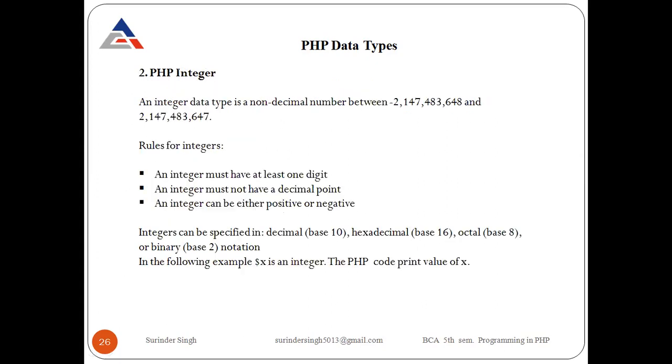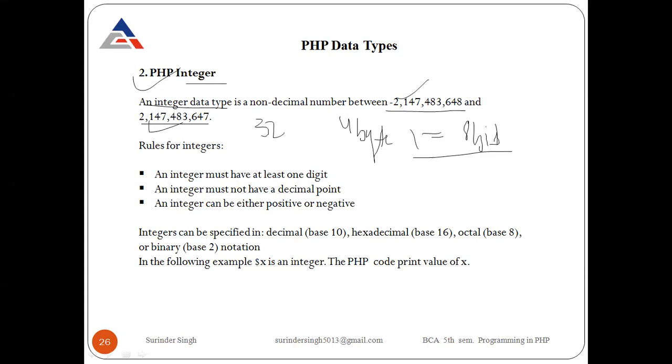Now the second type is integer. Integer data type can store values without decimal. And this is the possible range of values you can assign, from negative values to positive values. In PHP, integer is of 32 bits. 32 bits means 4 bytes. 1 byte is equal to 8 bits.